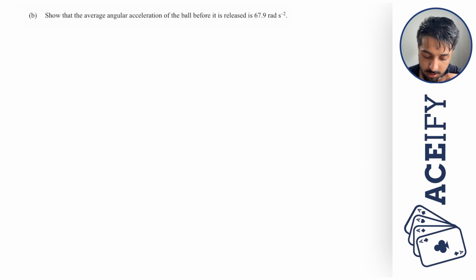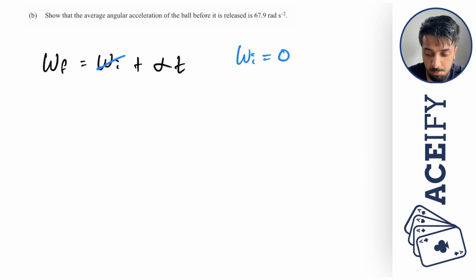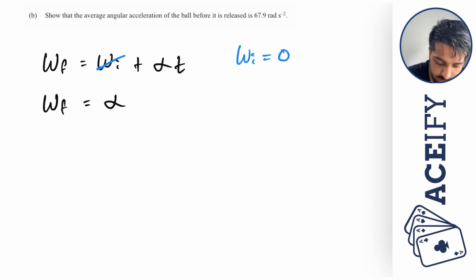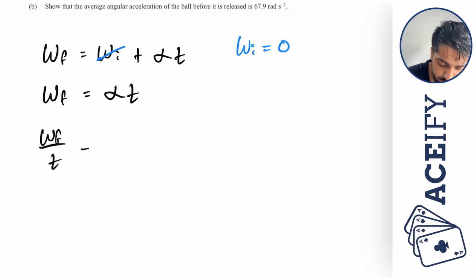Show that the average angular acceleration of the ball before it is released is 67.9 radians per second squared. For this question we can use the equation that our final angular velocity is equal to our initial angular velocity plus our angular acceleration times our time. Initially our angular velocity is 0, so we can cancel that term out. We're left with final angular velocity equals angular acceleration times time. Now we can divide both sides by our time.